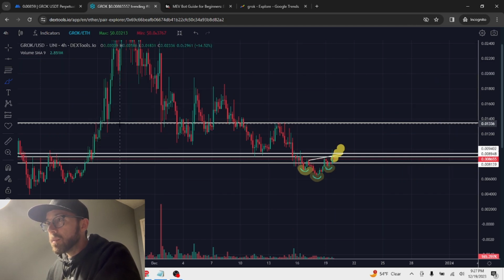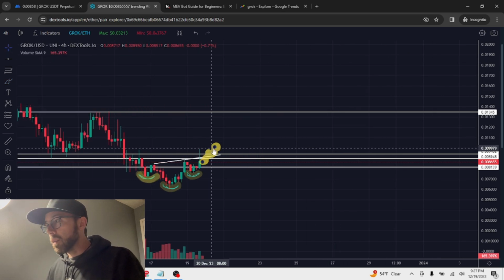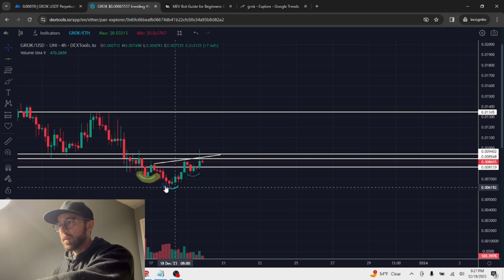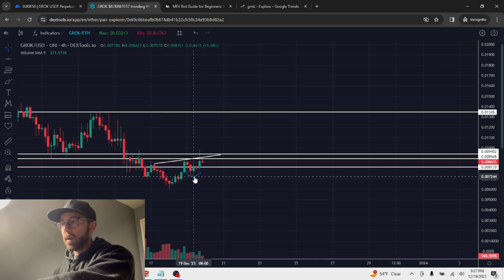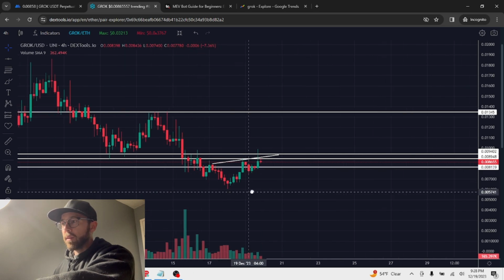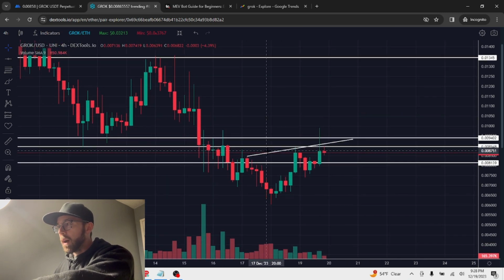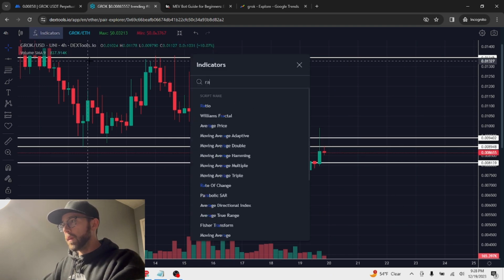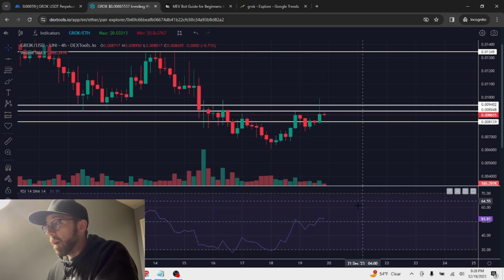Let's take off this volume profile and go back to the basics. The first thing I ever learned was just candlesticks, and you can do a lot with just naked charting. Naked charting is just not using a lot of indicators, really just reading candlesticks. But combine that with volume, RSI, MACD. We'll pull up the RSI and look at it on a higher time frame, like the one we're on right now, the 4 hours.